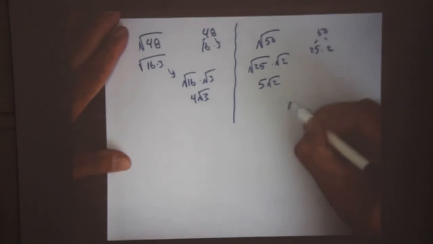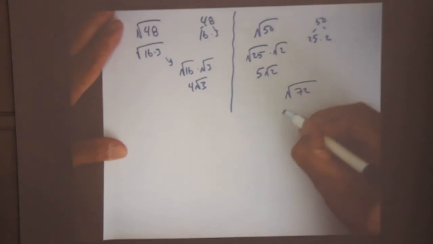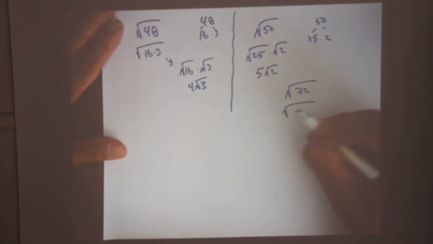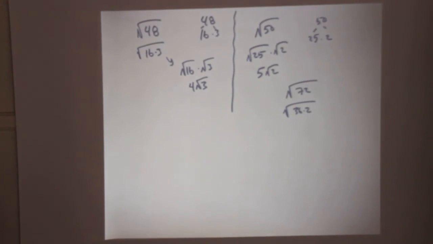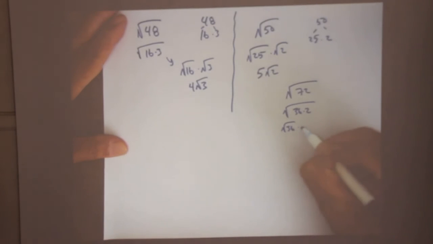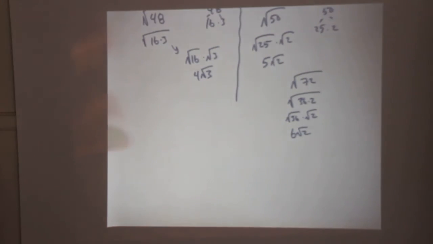It's like if we did the square root of 72, I immediately think the square root of 72 is 36 times 2. And that means it's the square root of 36 times the square root of 2. And therefore, the square root of 36 is 6. Square root of 2 is your final answer for that.